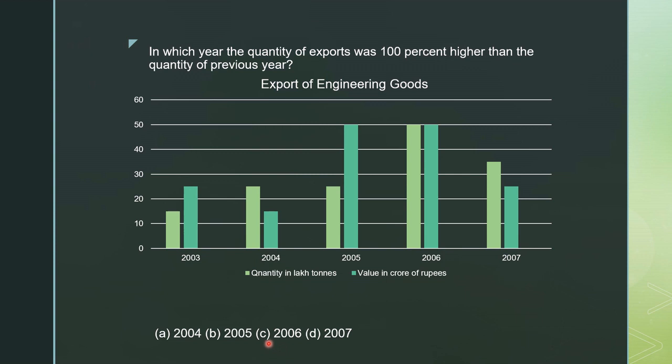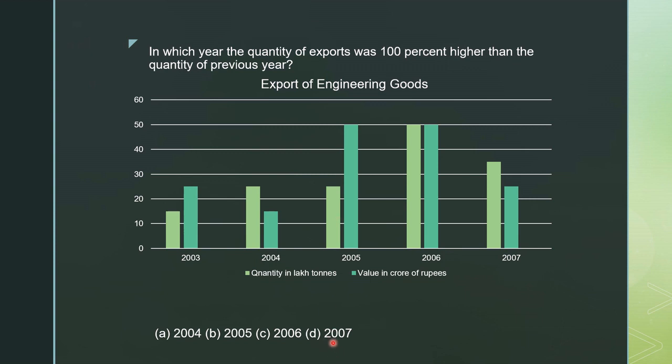Now we have to consider 2006, option C. So when we consider 2006, then it has to be considered with respect to 2005. So in 2006, the export of engineering goods quantity is 50, and in 2005 it was 25. So how we calculate the percentage calculation? Final value minus initial value, that means 50 minus 25 divided by initial value into 100. So we got the percentage value, right?